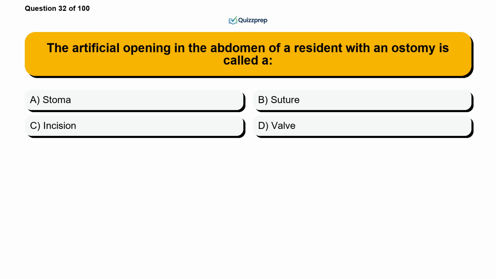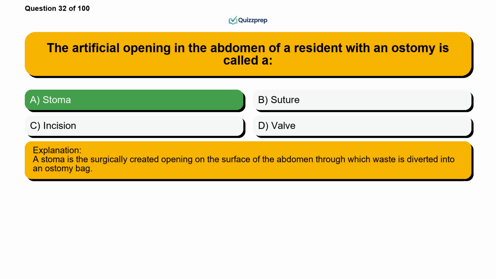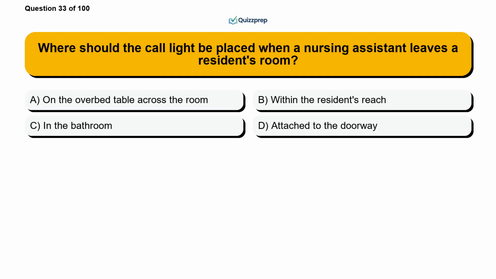Question 32. The artificial opening in the abdomen of a resident with an ostomy is called a: Option A, stoma. Option B, suture. Option C, incision. Option D, a valve. The correct answer is option A, stoma. A stoma is the surgically created opening on the surface of the abdomen through which waste is diverted into an ostomy bag.